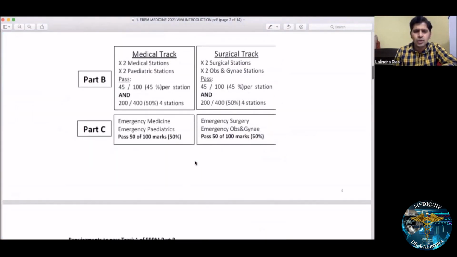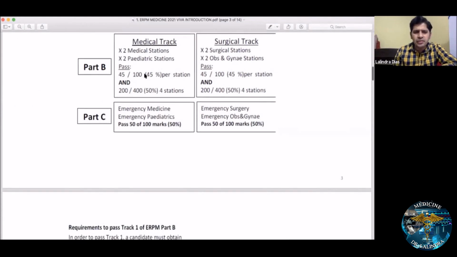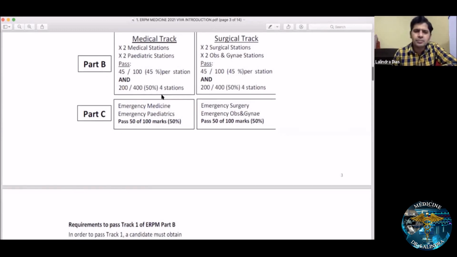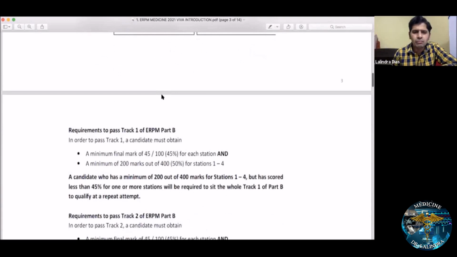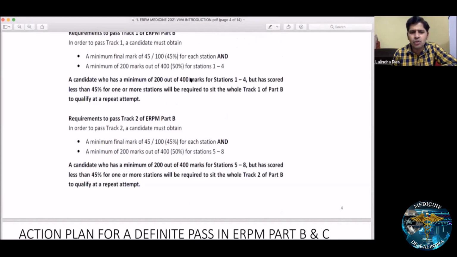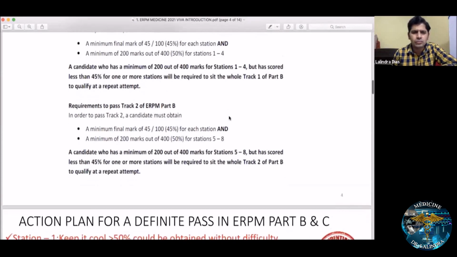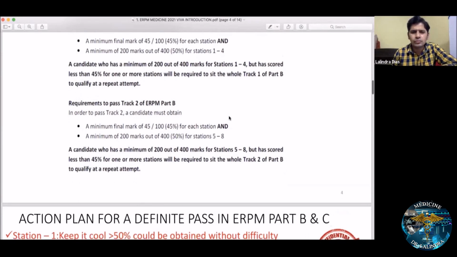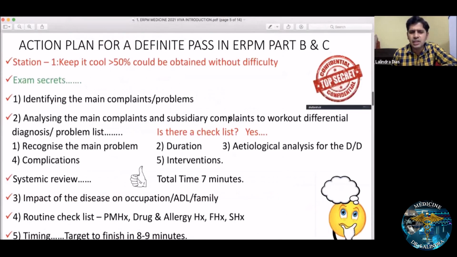All this I taught you yesterday. So guys, don't get carried away with this one. It's not just 45. You have to score 50 plus for the short case. Please, you have to score 50 plus for the short case. You cannot compensate from the other subject. Because if you read this, you will clearly understand what they want. A minimum of 200 out of 400. So all these we did yesterday.